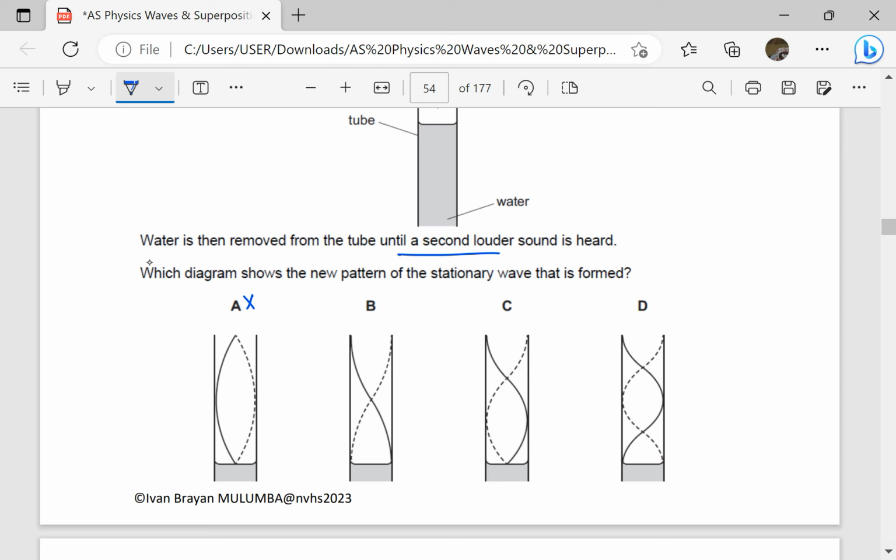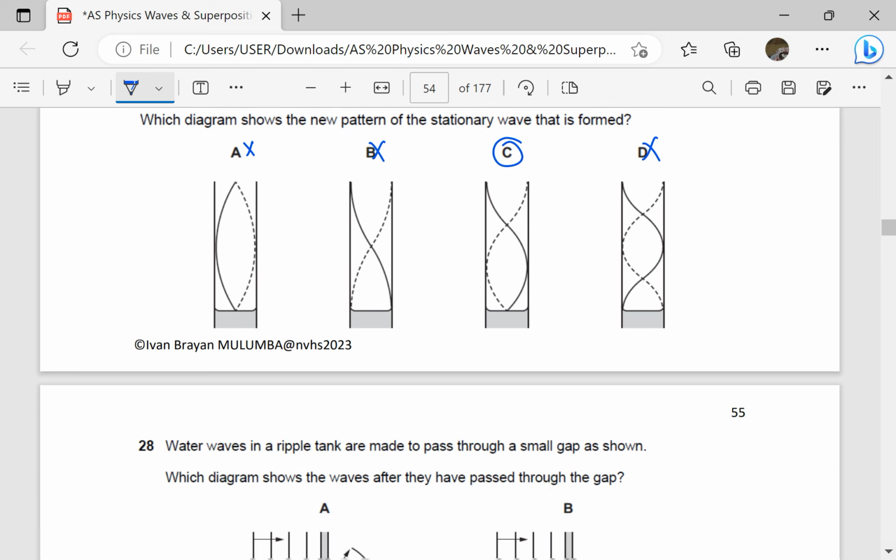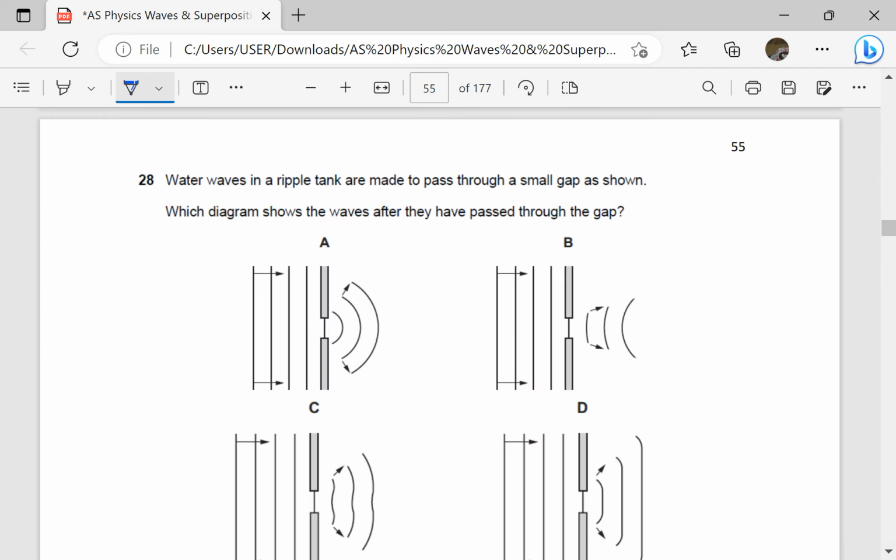And then, if this one is showing that there is an antinode at the end of the water, which is also wrong. This one is showing there is an antinode this side, which is automatically wrong. There should be a node at the surface of the water, so the answer is C.